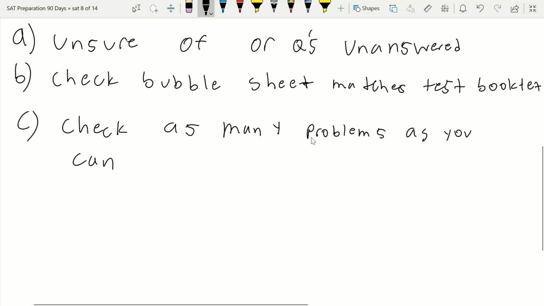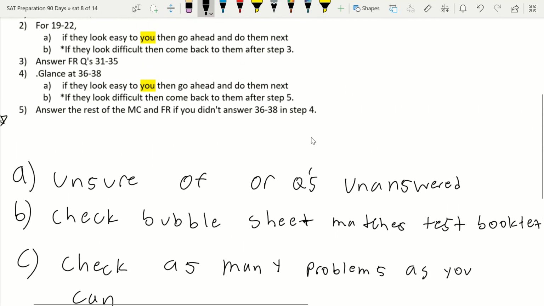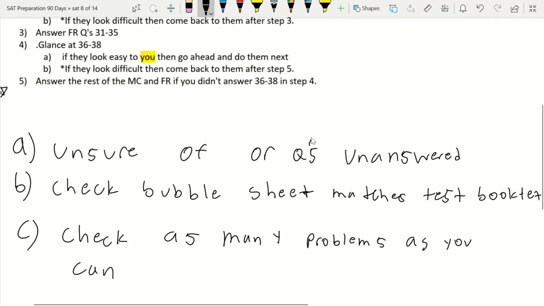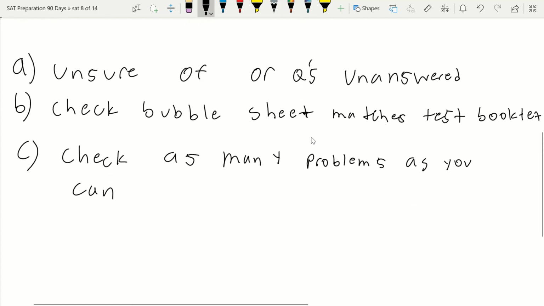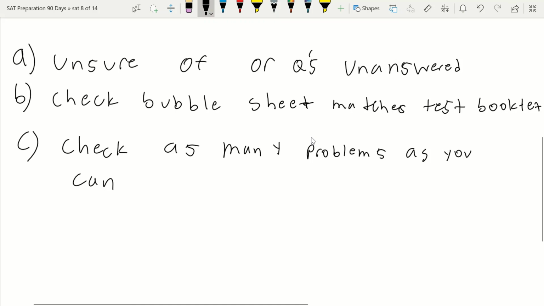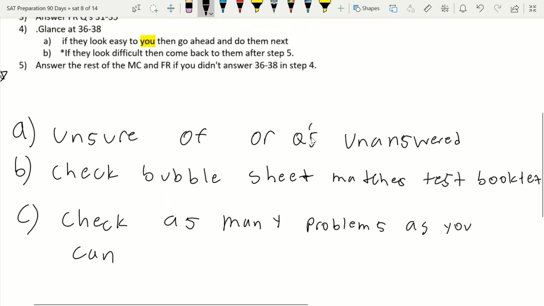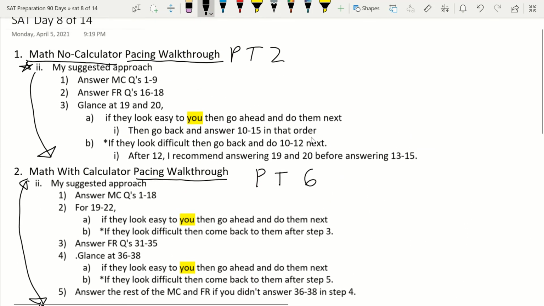Okay, so that's what I'd be doing with that 17 minutes I had left. First thing would be any questions that were unanswered. Obviously, I answered all of them in this one. Next thing would be any of them I was unsure of. I was certain of all of them. So then at that point, I'd check my bubble sheet, make sure it matched my test booklet, and I'd spend that next 16 minutes or so just checking as many problems as I can, starting with the easiest ones. So that's how you're going to want to do that math with calculator pacing.